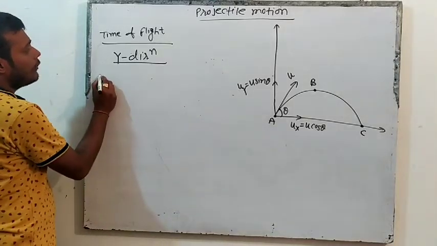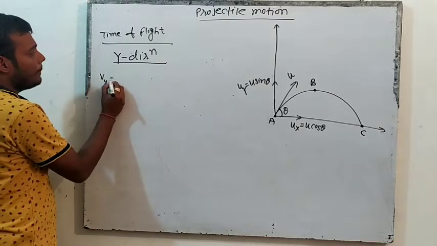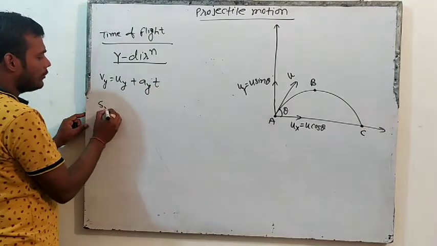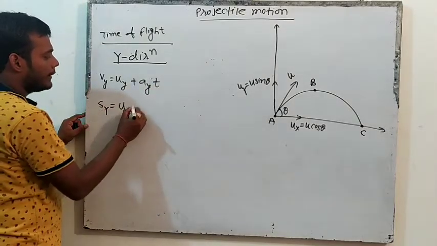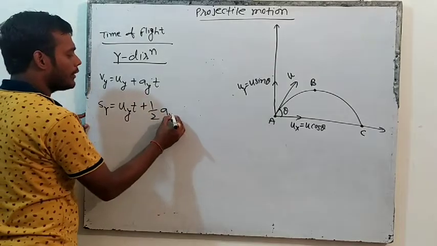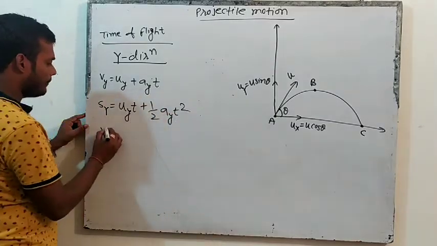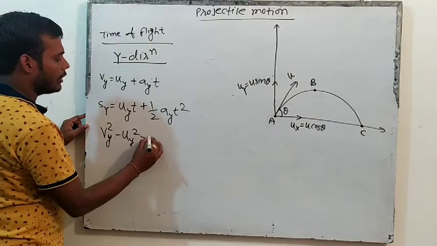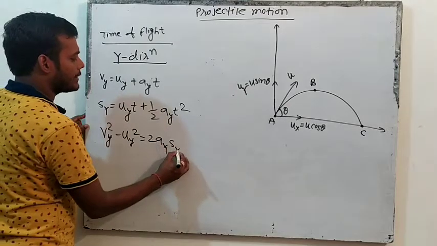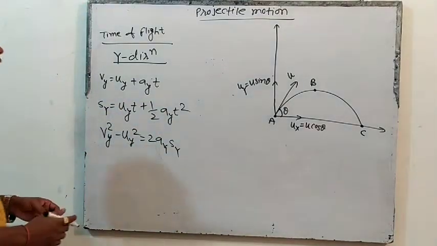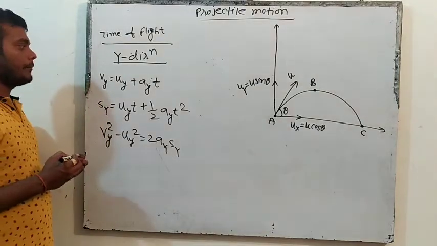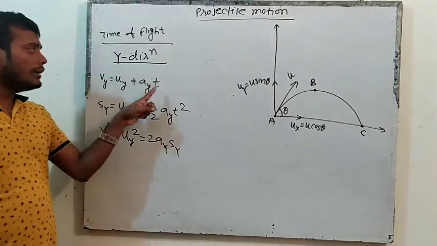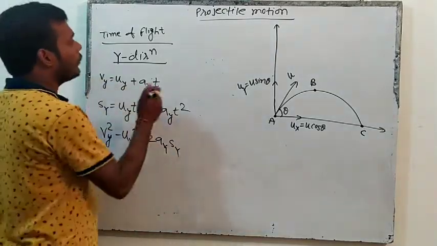In the y direction, we have three equations: v = u + at, s = ut + half at square, and v square minus u square = 2as. Everything we will take in the y direction. Which equation should we take to solve this? In the first equation also time is coming, but how many unknowns are there? Let's see how much information we know in the y direction.